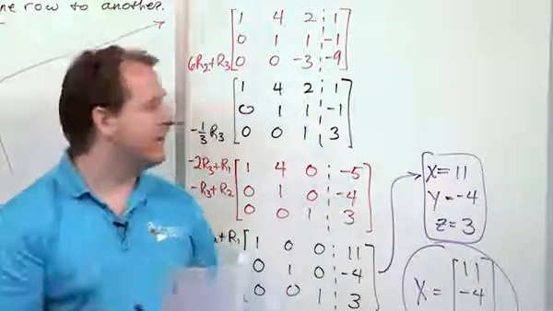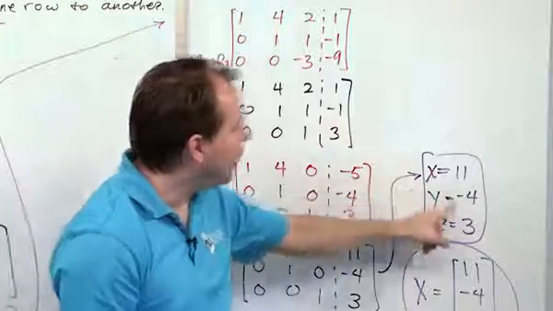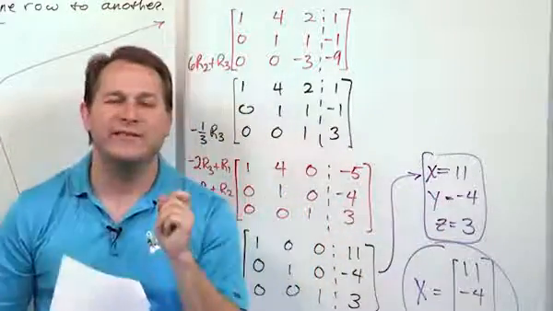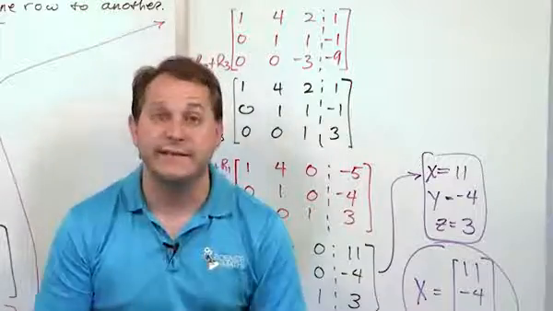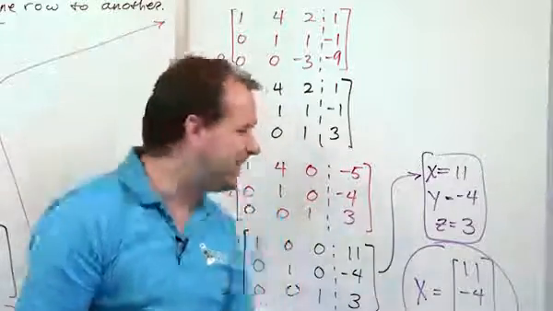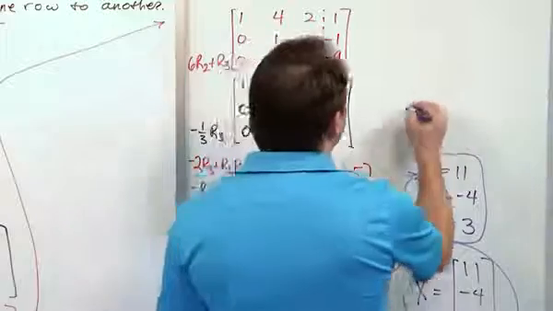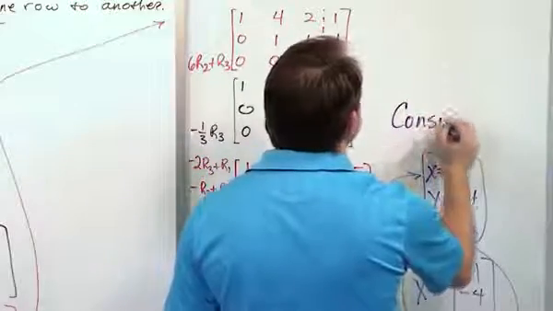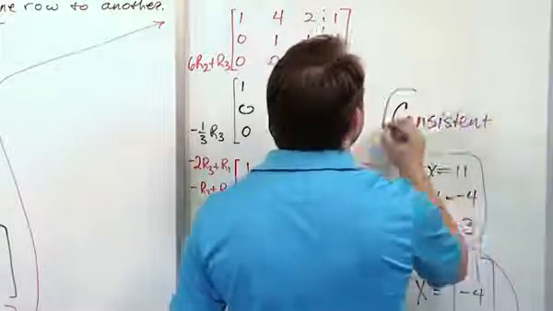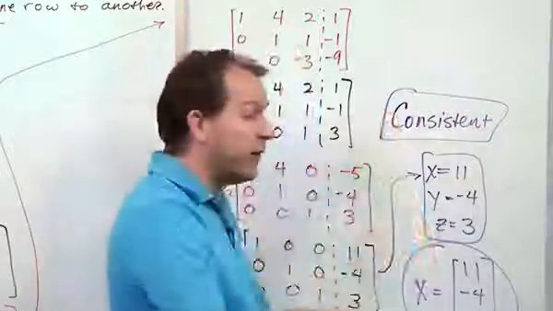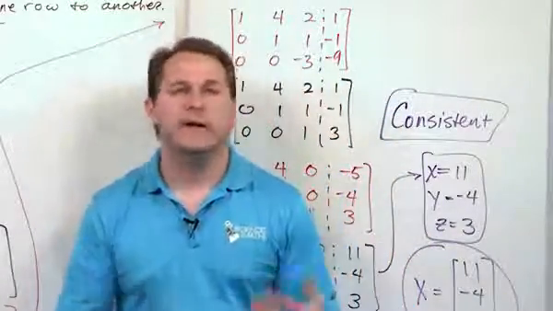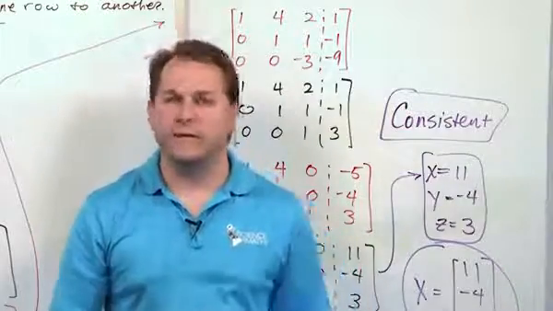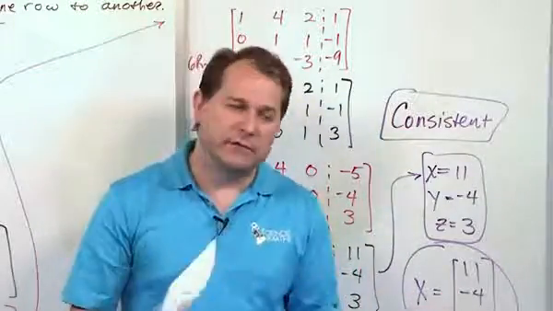So this guy has a unique solution, x, y, and z. When a system of equations has a solution, we call it consistent. A set of equations is consistent when it has a solution. And you'll later find out when a system of equations doesn't have a solution, we call it inconsistent. So you might be asked on a test, solve the system of equations, tell us if the solution is consistent or not. And you know what that means.